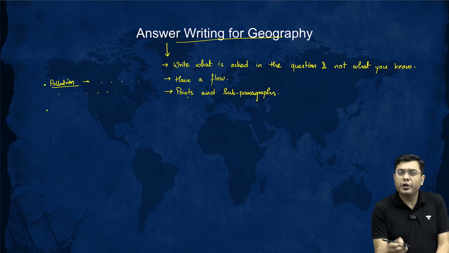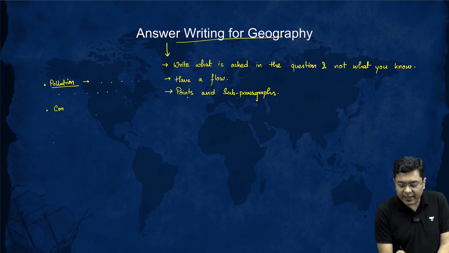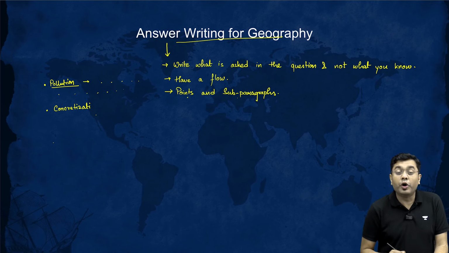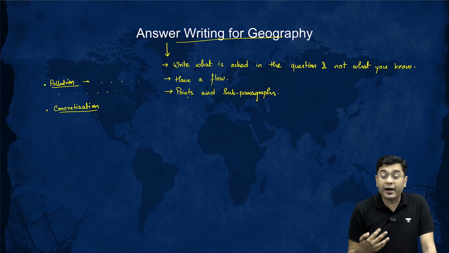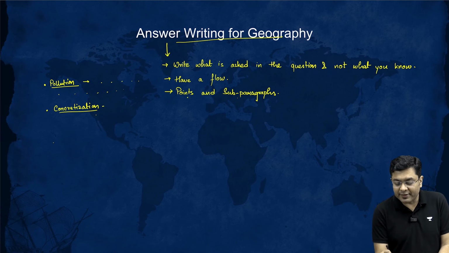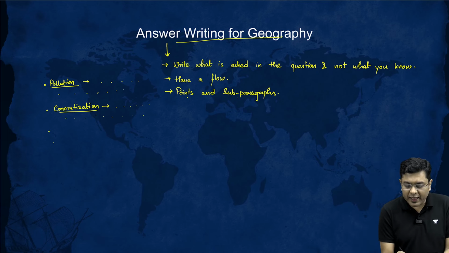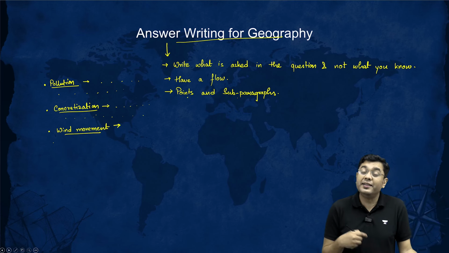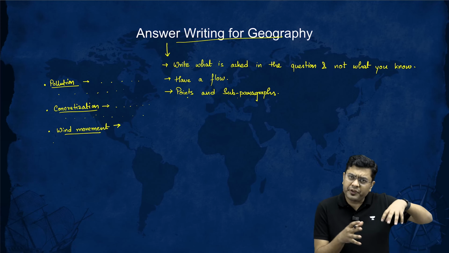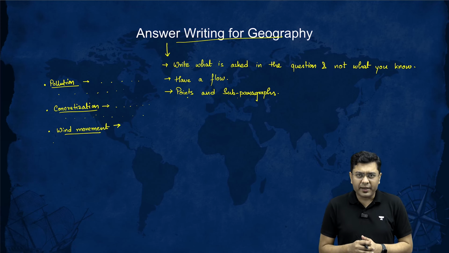After that, let's suppose you write another point, and that is concretization. That is, the concrete structures absorb a greater amount of heat, and that is why the urban areas are so very hot. So this is again something that you can highlight by a couple more sentences. Then let's assume that you are writing about lack of wind movement. Here, write a couple of sentences about how the wind movement is altered because of the close vicinity and the close architecture in the urban areas.